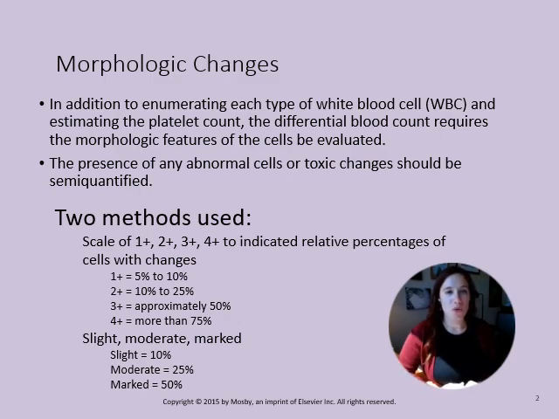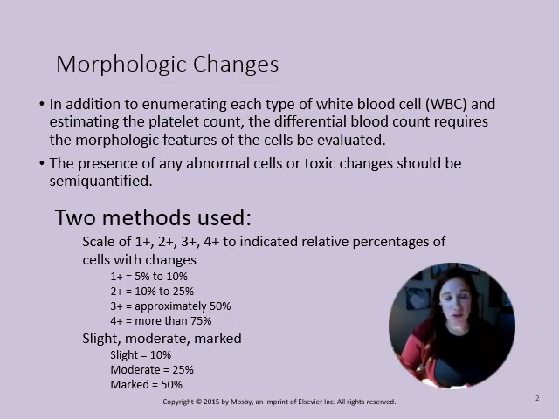So 1 to 4+. We'll kind of look at that. If we were to look into a blood smear and we saw a bunch of, let's say, hypersegmented neutrophils that could be potentially toxic, like a bunch, we would say, uh-oh, this is more than 75% of all the cells that are in here. This would be like a 4+. We got a problem.